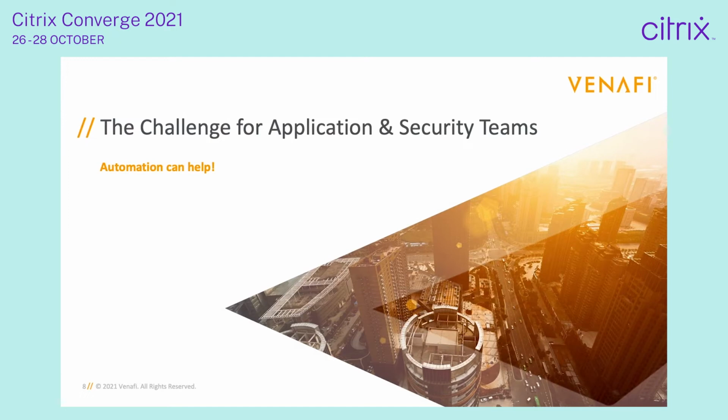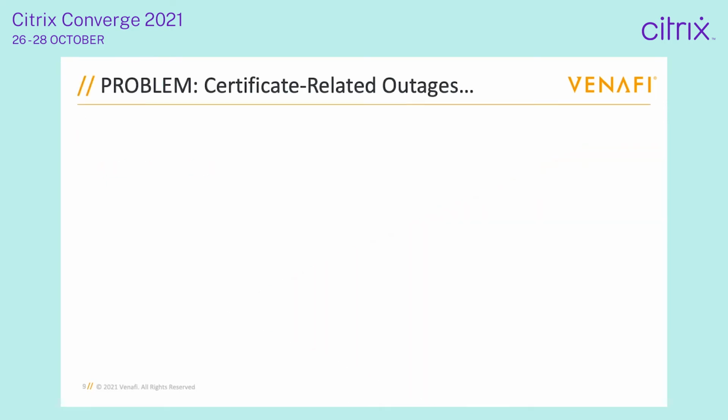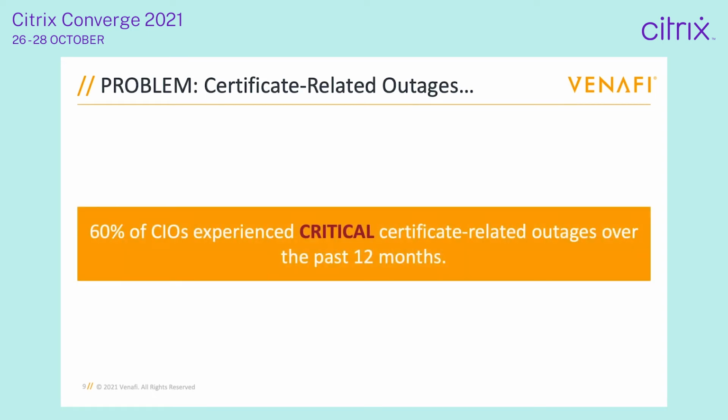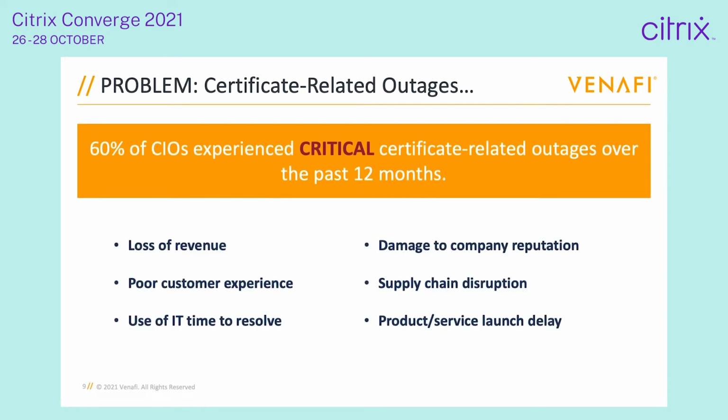So, we know now that machine identities are critical assets, and managing them must be a top priority for organizations, but what's at risk if the business gets it wrong? Certificate-related outages. Almost 2/3 of CIOs experienced critical certificate-related outages over the past year, directly impacting the business in a variety of different ways.